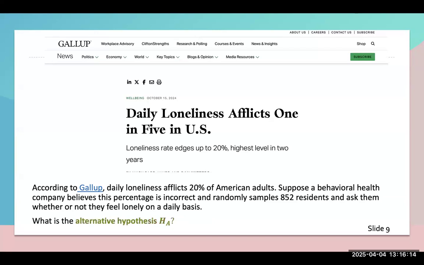What is the alternative hypothesis? This is the new perspective. This behavioral health company believes that this percentage is incorrect. What mathematical symbol means incorrect? Well, that's not equal to. So the alternative hypothesis is P is not equal to 0.2.